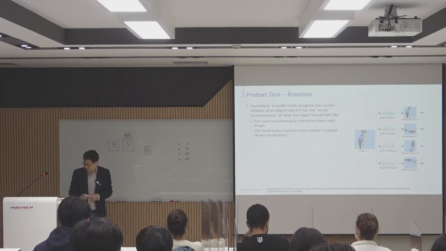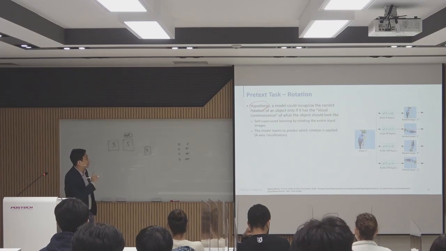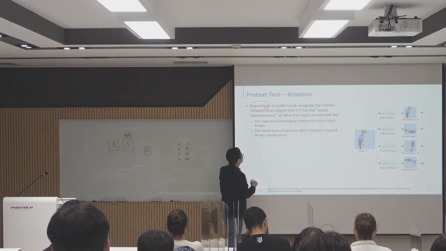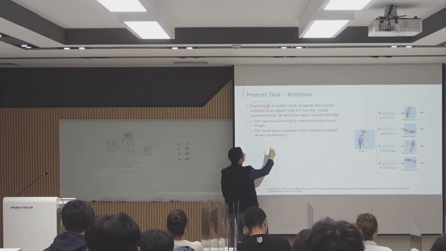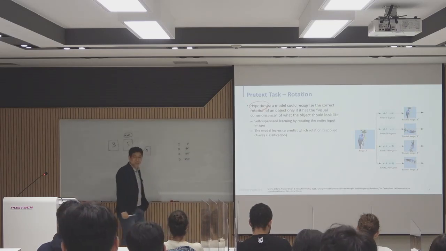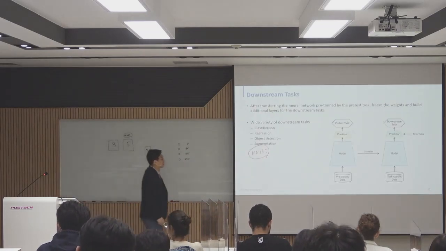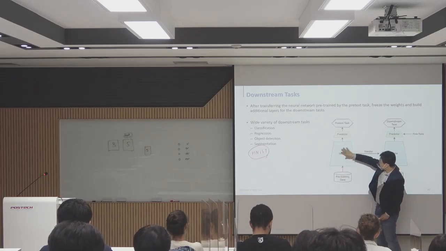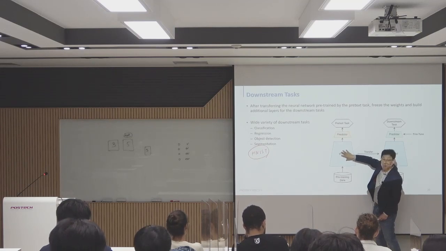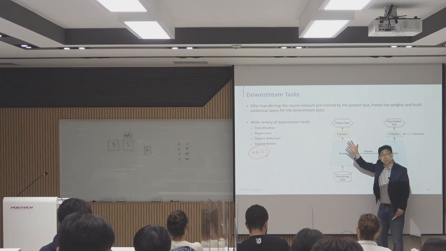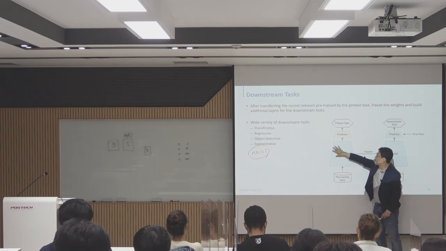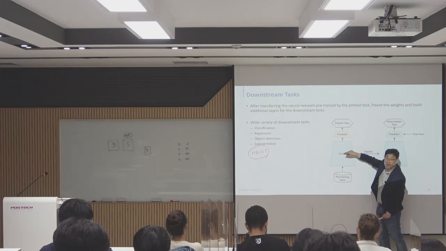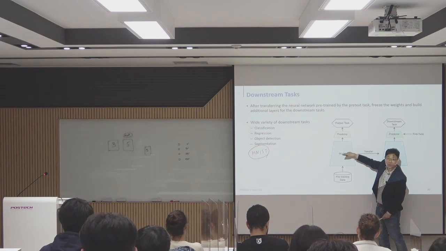Okay. The hypothesis behind this is that the model can recognize the correct rotation of the object only if it has the visual common sense of what the object should look like. So we're hoping that by doing this rotation pretext task, we have to extract some good features in the MNIST images to see whether this is 0 or 90 or 180 degree rotation. Even though this is a pretext problem, we're hoping that the model is trying to extract good feature representations.